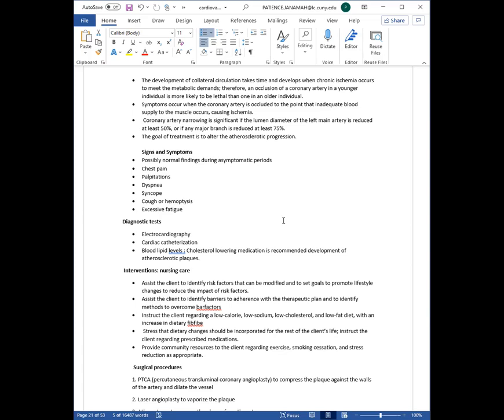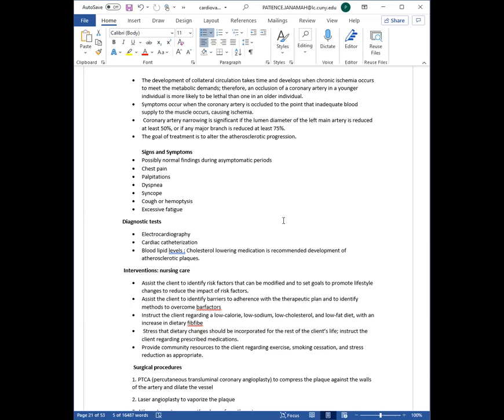Cardiac catheterization. If they do the echo and realize that there's hardening of the arteries in the heart, then they're going to go further to do a cardiac catheterization. They'll catheterize, they'll put a tube through the heart to get to the coronary arteries to try to open them up. They're forcing them to open. Then blood lipid levels, which will be done for cholesterol.